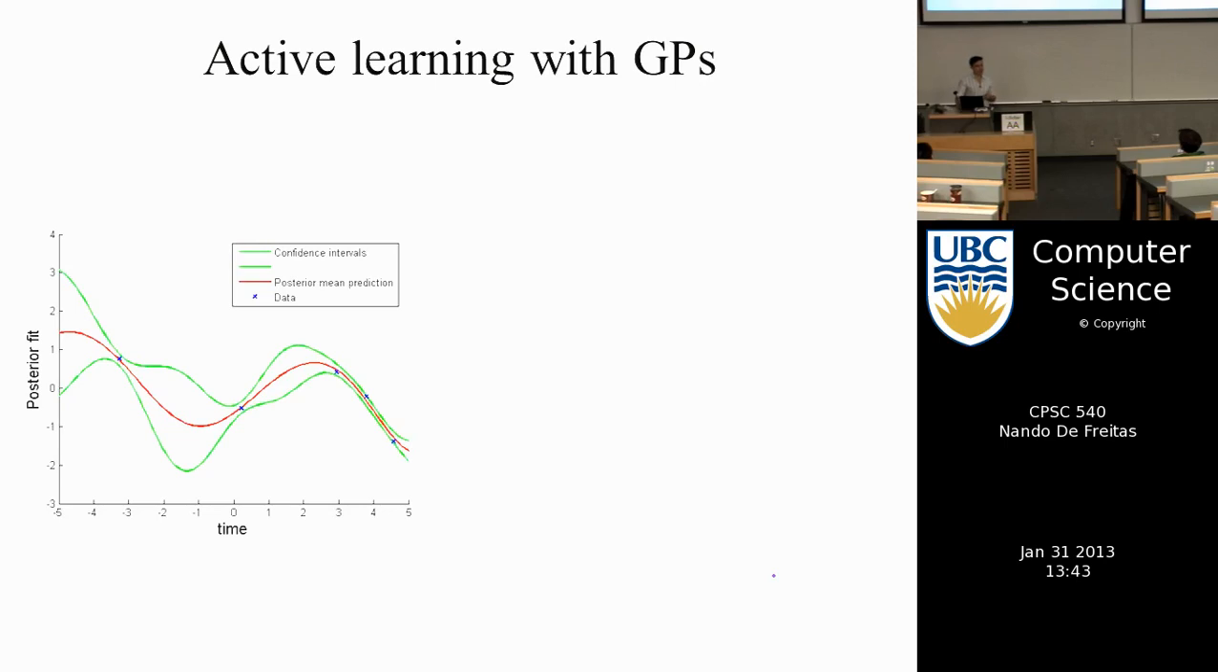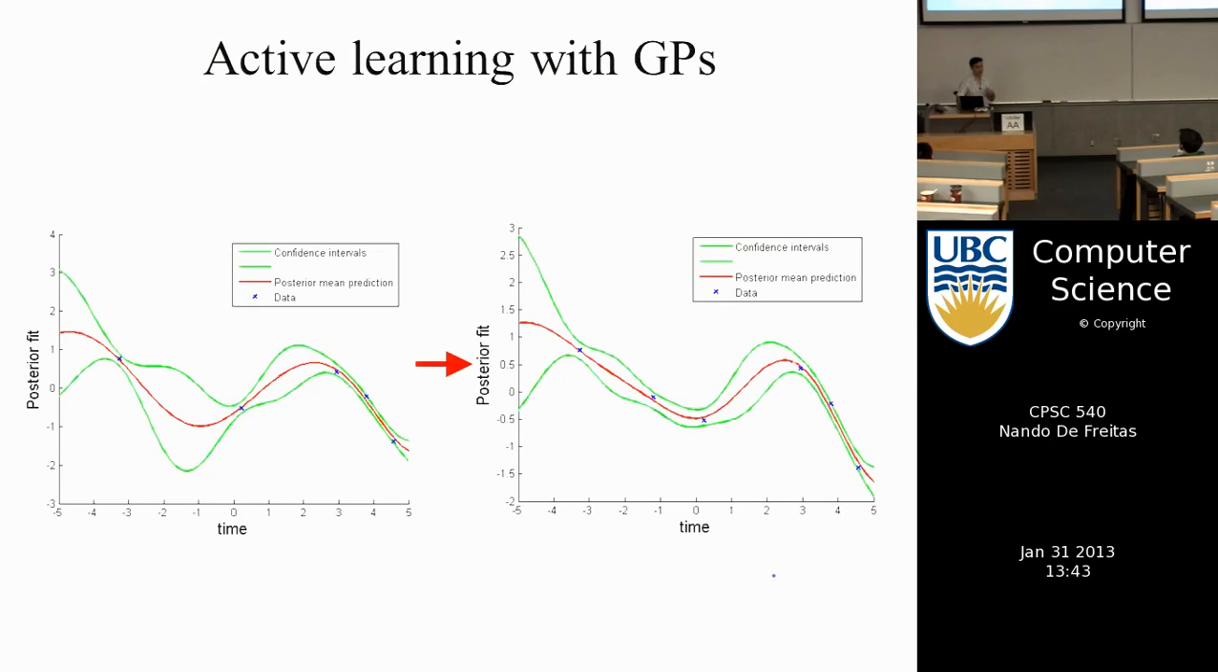Now, confidence intervals of this nature are very useful because, as we know, if you know where you're uncertain, that's where you can query the next point to minimize your uncertainty.